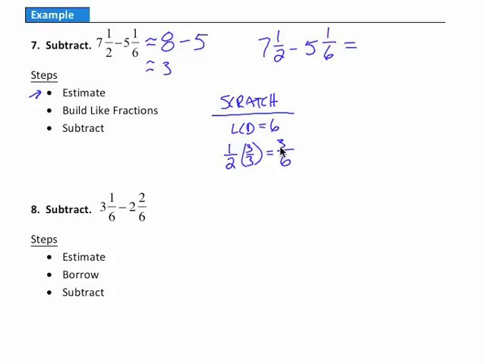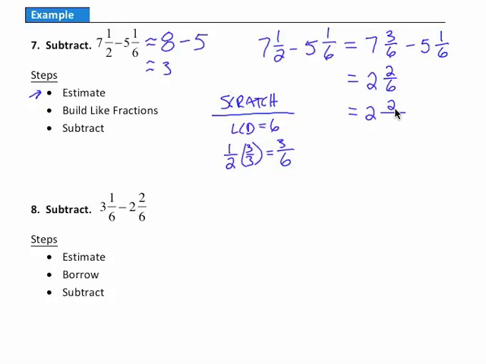So now let's come back up here and rewrite the original problem. So 7, we're going to replace 1/2 with 3/6, minus 5 and 1/6. Now you can see I can take 1/6 away from 3/6, so I don't need to borrow here. So let's go ahead and do the subtraction. 7 minus 5 is 2. 3/6 minus 1/6 is going to give us 2/6, and we can simplify that 2/6.